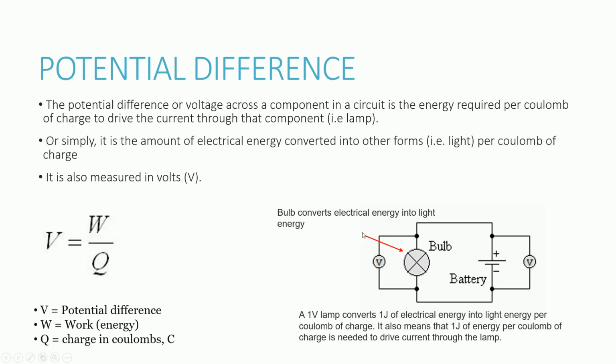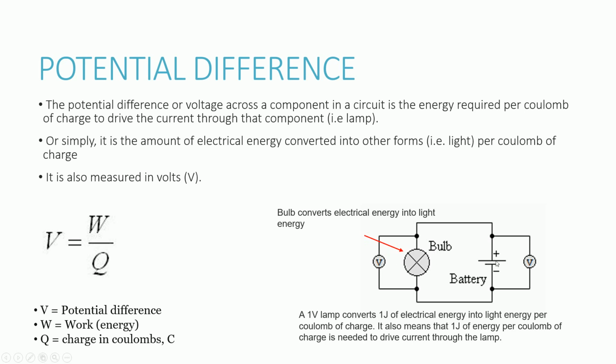So if you take a look at this diagram to the right here, let's take a look at this bulb. Now the bulb will convert electrical energy into light energy, right? So a 1 volt lamp means that 1 joule of electrical energy is converted into light energy per coulomb of charge. In other words, it also means that 1 joule of energy per coulomb of charge is required to drive the current through this particular light bulb.